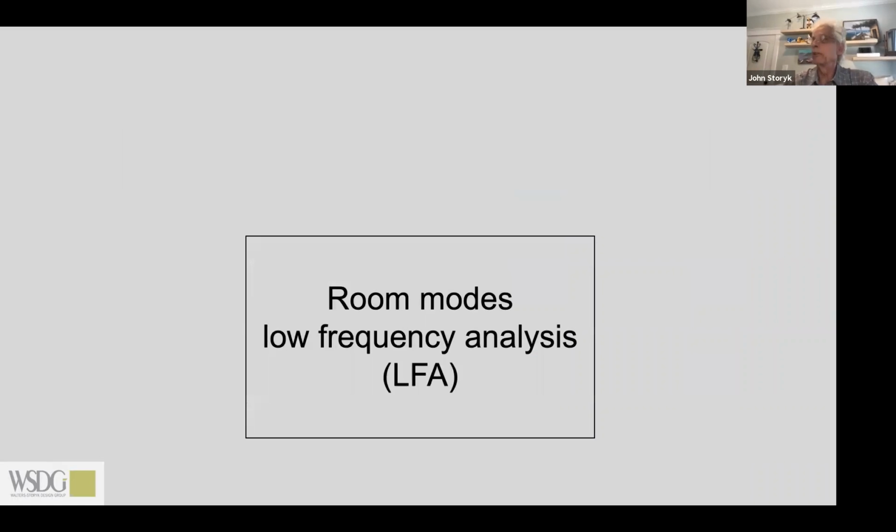Anyway, that's enough for mid and high frequency. Let's look at low frequencies, which of course is the bane of our existence. This is where we are now spending most of our time, and by the way, most of our research. Our third talk in our series will deal very, very specifically with low frequency analysis.